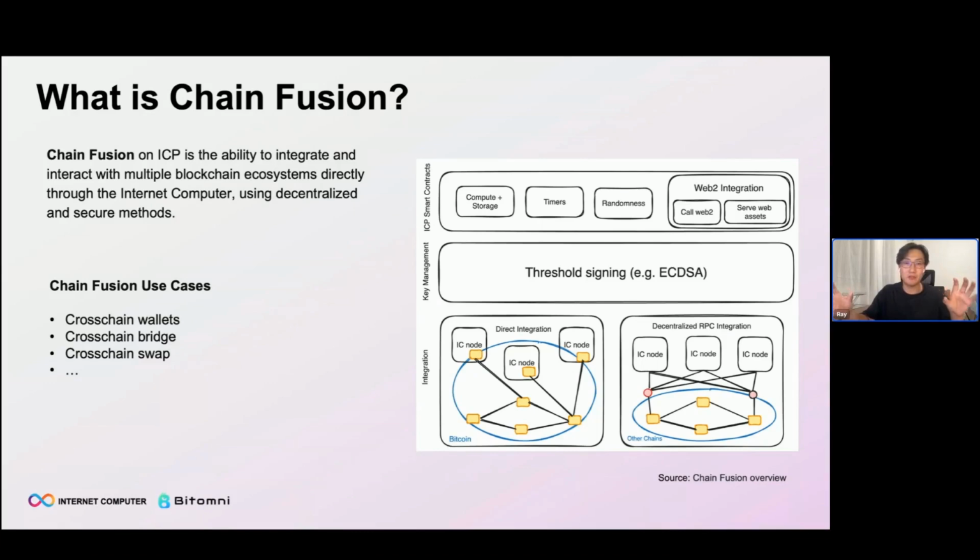Yeah, if we build a cross-chain swap, it would be easier for a user to do this kind of cross-chain swapping. But right now, as far as I know, there's no product like this. It is complicated without chain fusion technology. But with chain fusion technology, it is possible to build it, although it is still a little bit complicated.